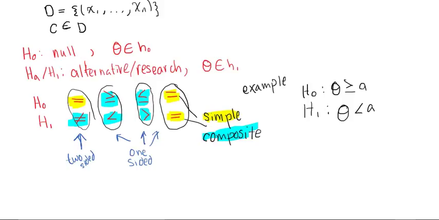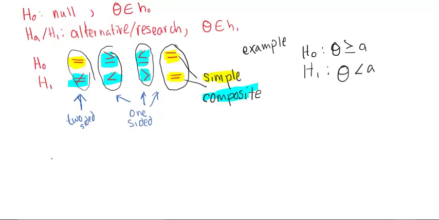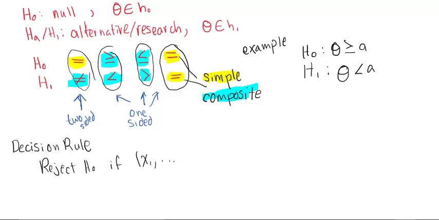And then finally, it's important that we distinguish what our decision rule is. Our decision rule helps us make our test complete. A decision rule is defined as: reject H naught if our sample is a subset of C.